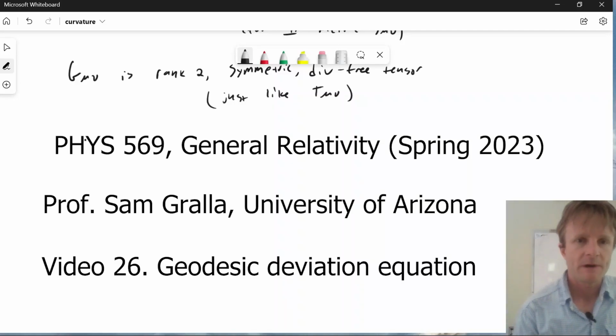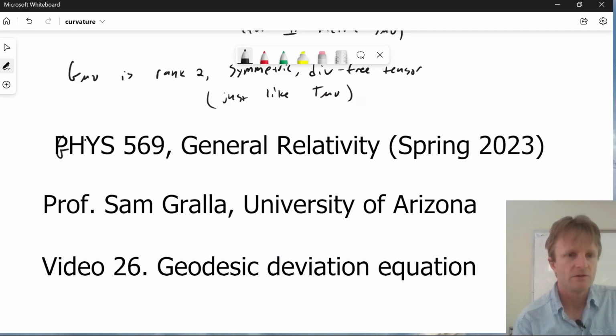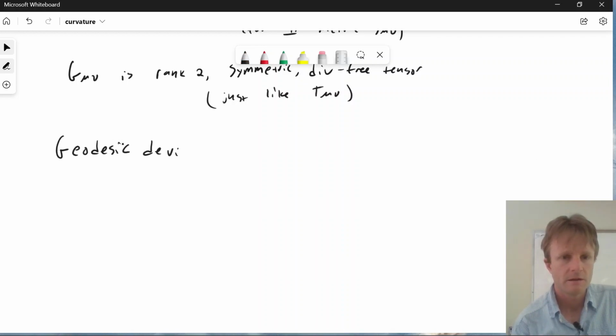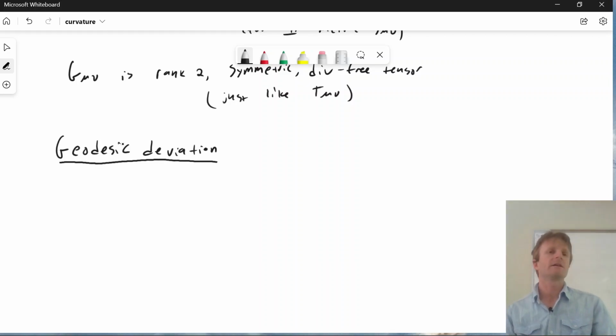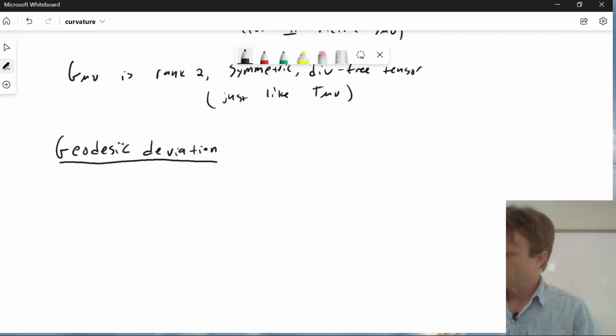All right, I want to finish up by deriving the equation of geodesic deviation. So I promised you 3 characterizations of curvature. One was the covariant derivative commutation relation acting on tensors of higher rank. That's how we defined it in the end. The other one was the failure of parallel transport around the closed loop.